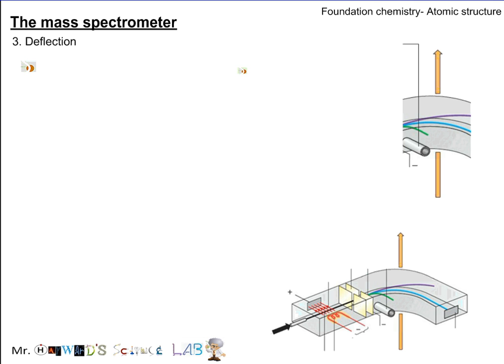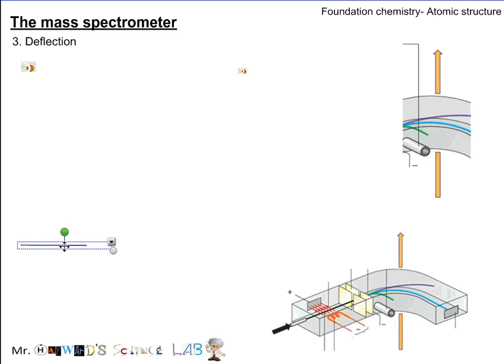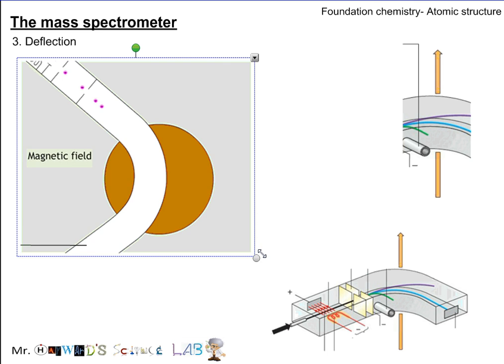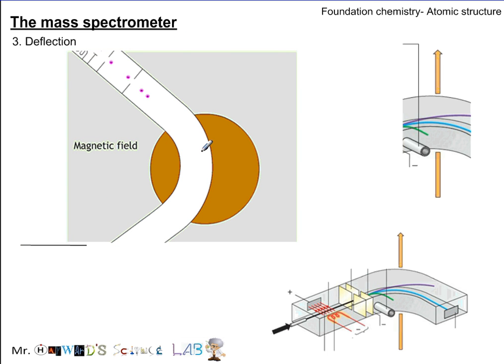So going to our third stage, deflection. In this stage, the ions are going to pass through an arc of approximately 90 degrees. So you can see here our ions passing down this way, being accelerated by the negatively charged electric plates. Now, they're going to pass into this magnetic field. This is going to cause deflection.